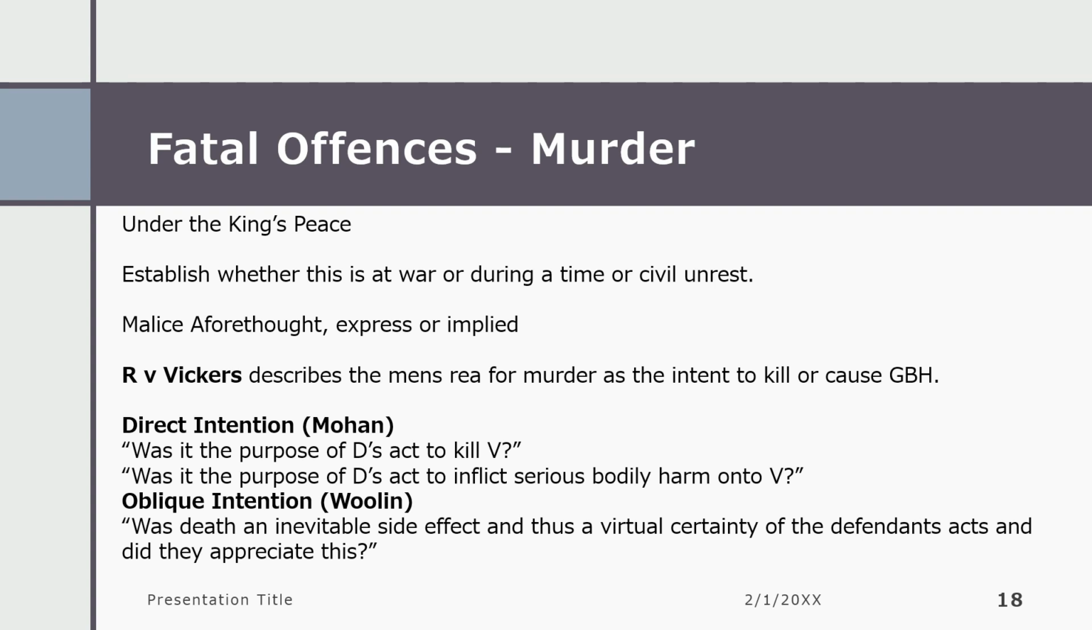So, direct intention, Moloney: was it D's intention? Was it the purpose of D's act to kill V? Was it the purpose of D's act to inflict serious bodily harm onto V? So, then oblique intention with Woollin: was death an inevitable side effect and thus a virtual certainty of the defendant's acts, and did they appreciate this?